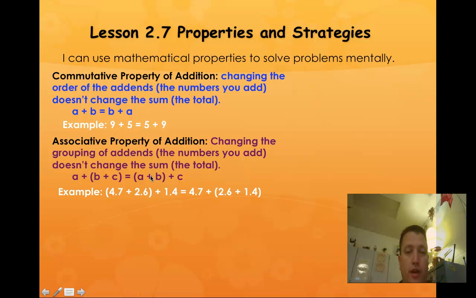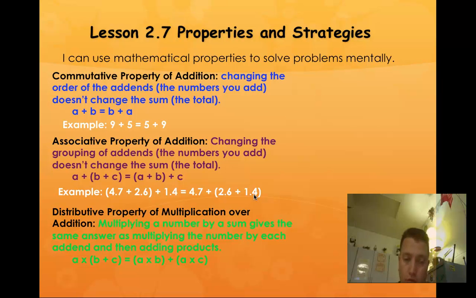So, for example, I could do 4 and 7/10 plus 2 and 6/10 plus 1 and 4/10. The parentheses are telling me to solve this first. But if I regroup these, I'm going to end up with numbers that are going to equal a whole number here, 2 and 6/10 plus 1 and 4/10. And although it doesn't show it in here, you can actually change the order of the numbers in the problem. You don't even have to leave the addition string the same way.